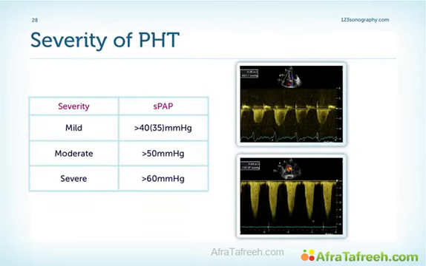We always want to classify into different severities, and when I had a look into literature, I was quite surprised that I couldn't find a definite answer to that. But what we use in everyday clinical practice is this scale. Mild pulmonary hypertension with a cutoff value of over 40 millimeters of mercury, moderate, a cutoff value of over 50, and severe pulmonary hypertension with a cutoff value over 60 millimeters of mercury.